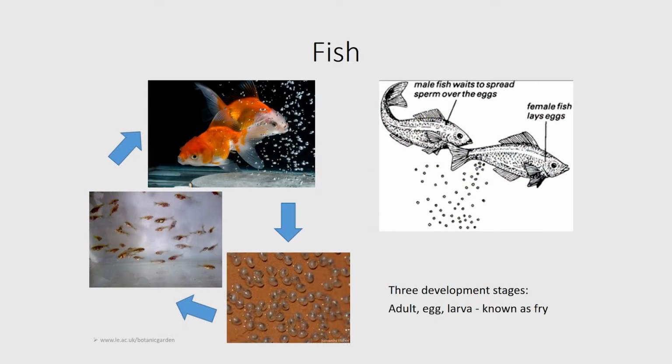Fish also lay eggs and have a larval stage, which are known as fry. However, in the animal groups mentioned so far, fertilization, the male sperm coming together with the female egg, occurs inside the body of the female. Male fish externally fertilize the female's eggs. The female releases eggs into the water and the male waits and then releases sperm and fertilizes the eggs.